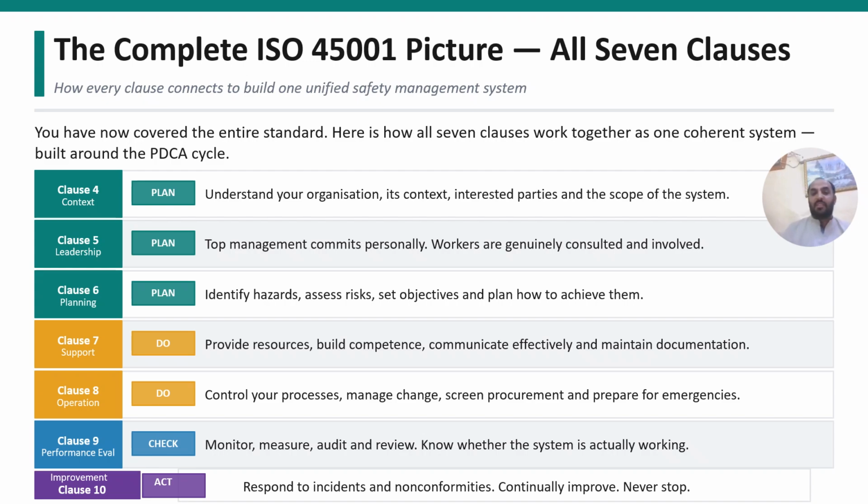Clause 9 is the Check stage. You monitor, you measure, you audit, you review. You find out whether all that planning and doing is actually delivering safer workplaces. And clause 10 is the Act stage. You take what you have learned and you improve. You respond to incidents. You eliminate the root causes of nonconformities, and you commit to never stopping continual improvement.